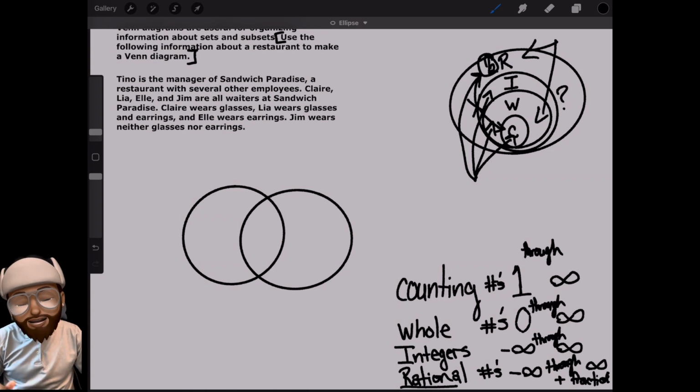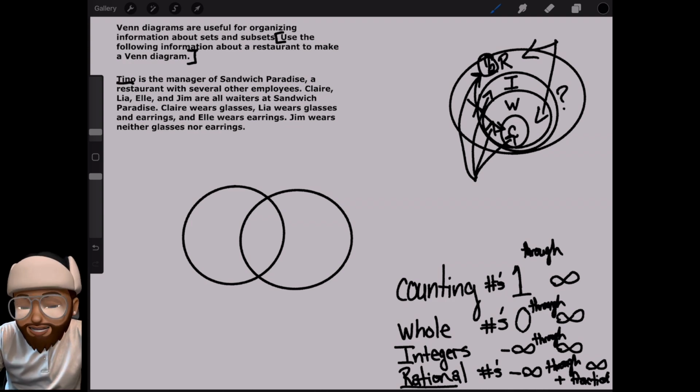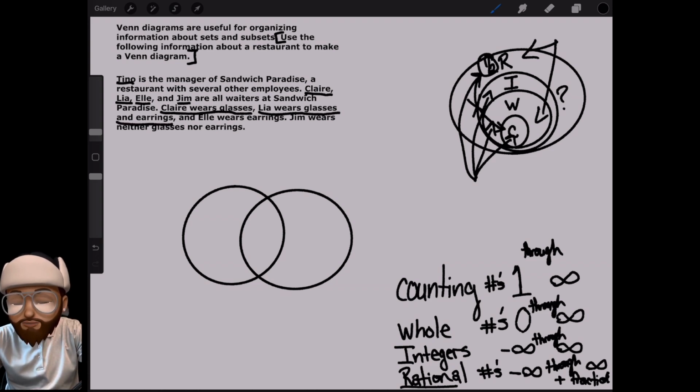So now that I have my Venn diagram built, I'm going to go ahead and read the question. Okay, Tino is the manager of Sandwich Paradise, a restaurant with several other employees. Claire, Leah, Elle, and Jim are all waiters at Sandwich Paradise. Claire wears glasses. Leah wears glasses and earrings. And Elle wears earrings. Jim wears neither glasses nor earrings.